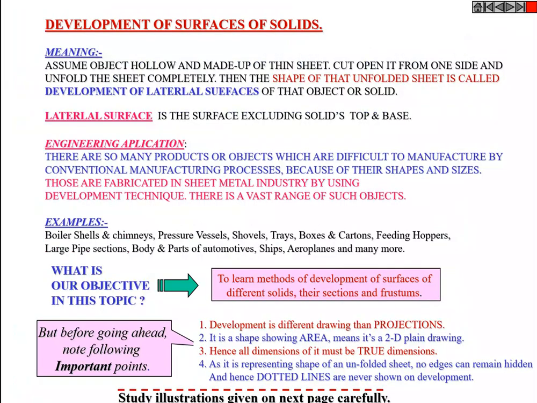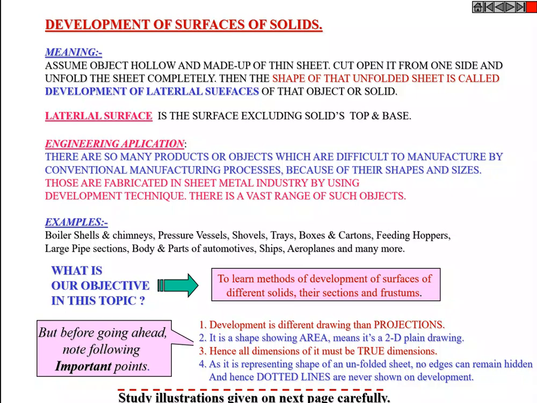How do you develop the solid surface? Assume an object which is hollow, made up of a thin sheet, cut open from one side and unfold the sheet completely. Then the shape of that unfolded sheet is called development of the lateral surfaces. Here the lateral surface is the surface excluding the solid top and base.